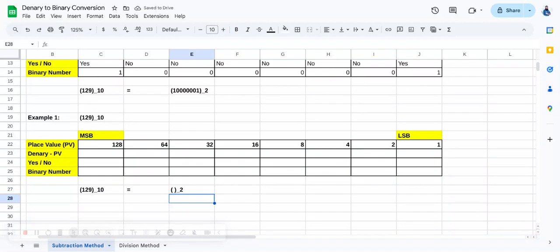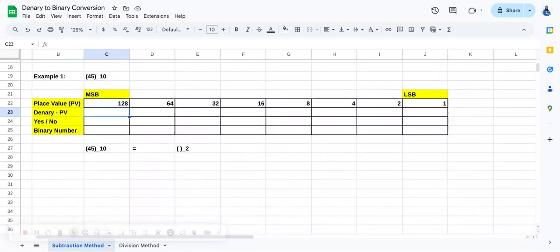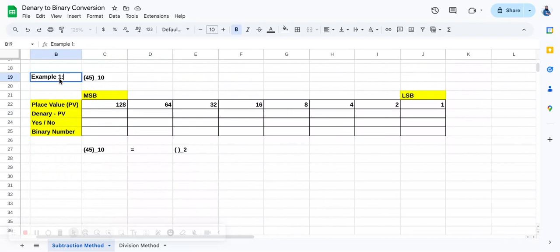Now in the example number 2, I want to use a smaller number. Say I want to use number 45. Okay, so number 45. So if I have number 45, let's see how it is going to be. So the table is already ready. I have explained you the table already, so I will not go into its detail. Okay, now straightforward we are going to begin from the calculation part, that is Denary minus PV. So here the Denary number given to us is 45.